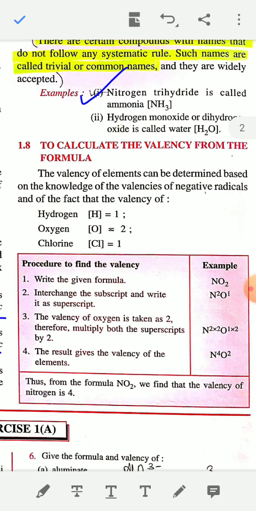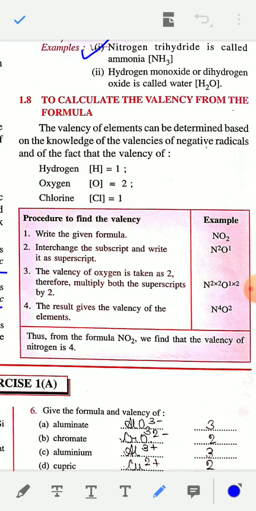Now, calculation of valency from the formula. Here you have to assume the valency of hydrogen is always 1, the valency of oxygen is 2, and the valency of chlorine is 1. On the basis of these values you can calculate the valency of other elements in a compound. To calculate the valency from the formula, the valency of the element can be determined based on the knowledge of the valencies of the negative radical and the fact that the valency of hydrogen is 1, oxygen is 2, and chlorine is 1. Using these values you can calculate the valency of other elements in a compound.